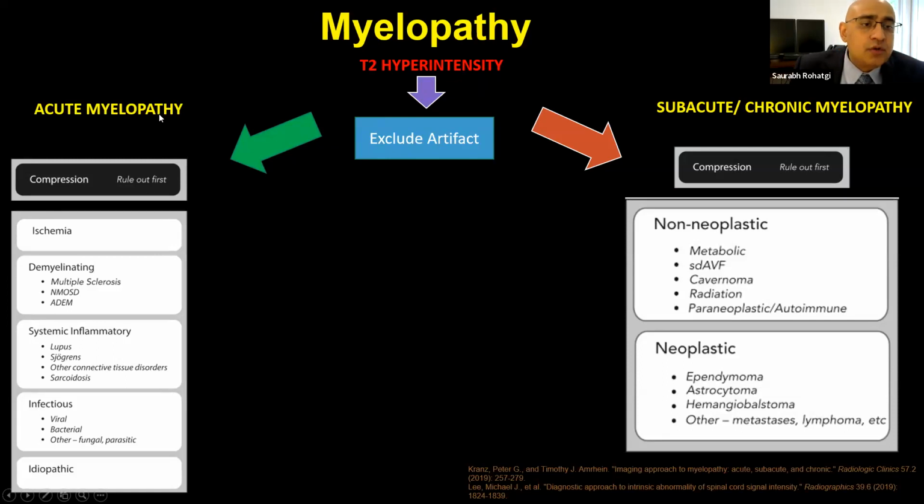If the presentation is acute, then you follow this laundry list of causes. And if the presentation is subacute or chronic, you follow this laundry list of causes. So the first thing that you need to rule out, once you have excluded artifact, is cord compression. If cord compression has been ruled out, then the other causes include ischemia, demyelination, inflammatory conditions, infectious, and idiopathic causes. In a subacute or chronic presentation, again, exclude artifact, rule out compression, and then the non-neoplastic causes include metabolic, spinal dural AV fistulas, cavernomas, radiation, paraneoplastic or autoimmune diseases, and the big category is neoplastic causes of spinal tumors.